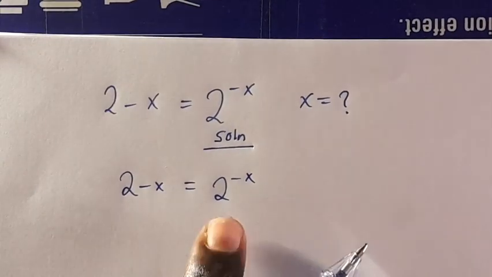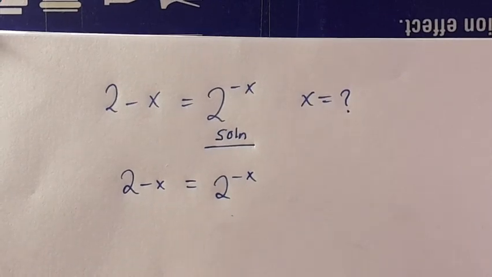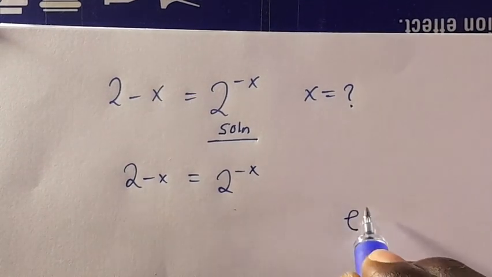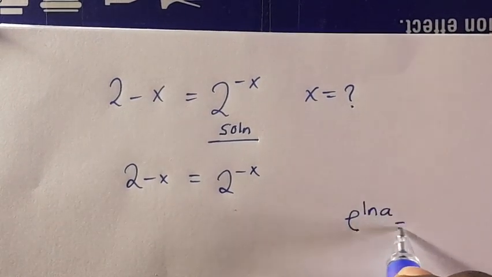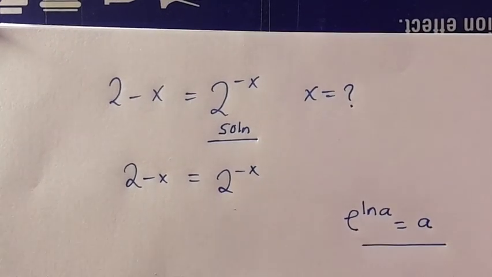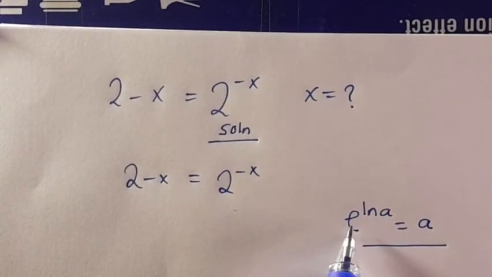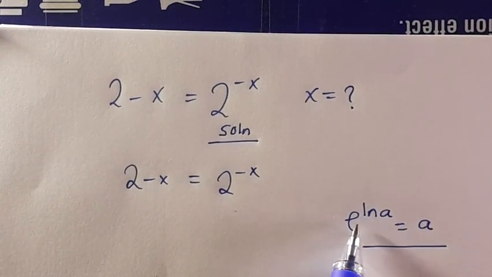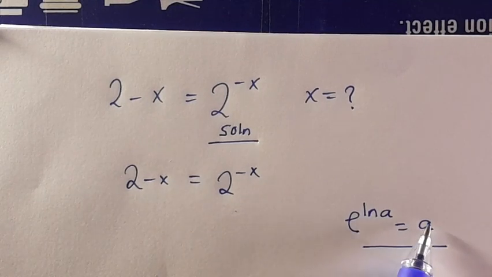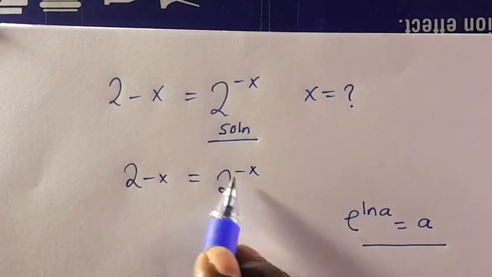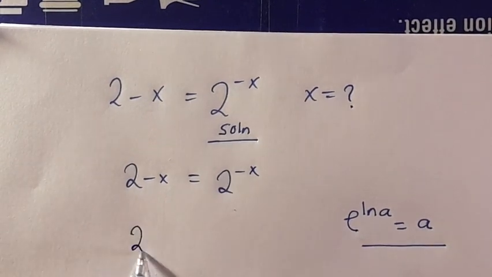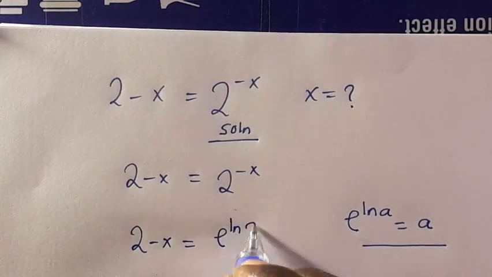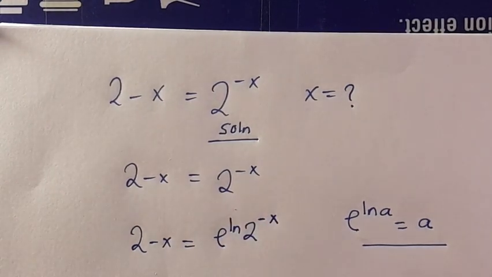Now from here, we can recall that e raised to ln a always equals a. This is true because the exponential e and the natural log ln cancel out, and we get back our a. That means we can replace this here: 2 minus x equals e raised to ln of 2 raised to the power minus x.